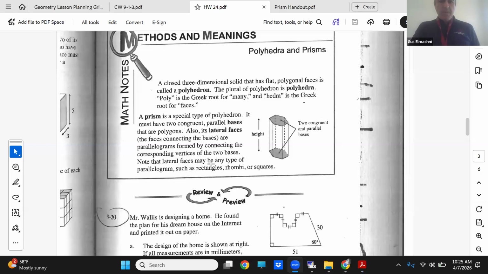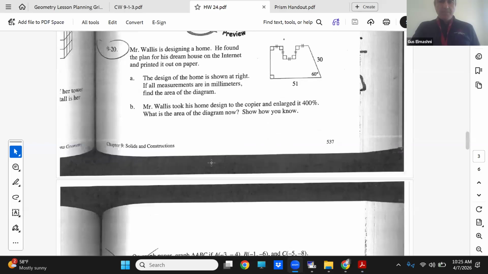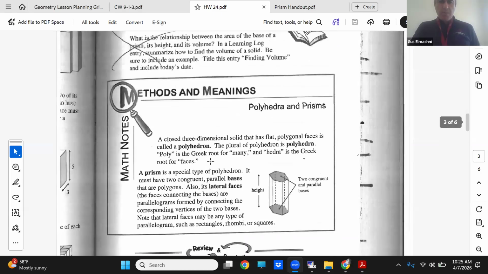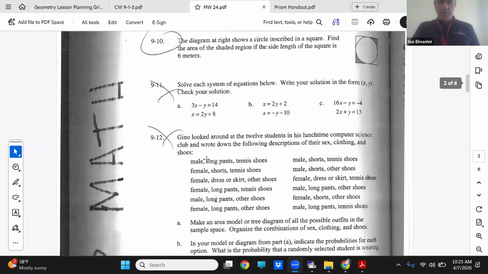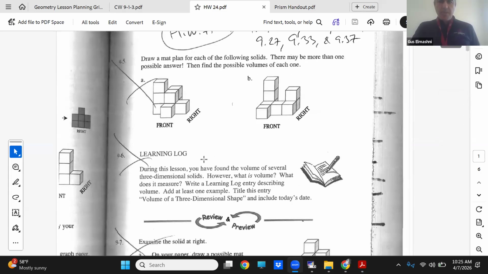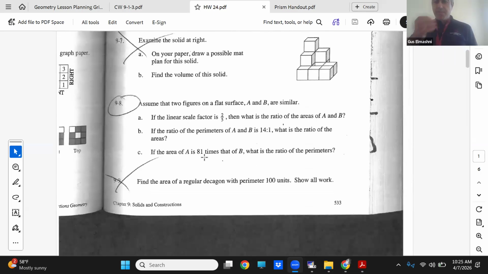Last time, this was homework number 24, I think. Look at 9.8, just to jog your memory a little bit.